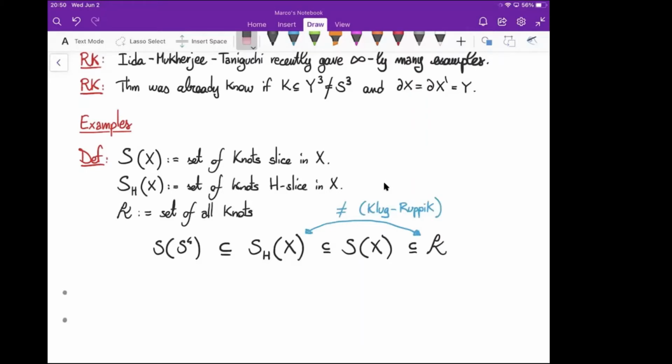But there's something. The set of all knots and the set of H-slice knots in X are always different. And this is a result of Klug and Ruppik. They actually proved it for topologically H-slice knots. So they showed that given any closed 4-manifold X, you can always find a knot that is not topologically H-slice in X. And so in particular, it is not smoothly H-slice either.